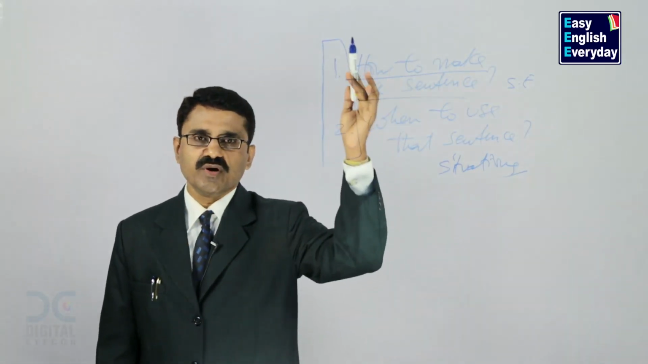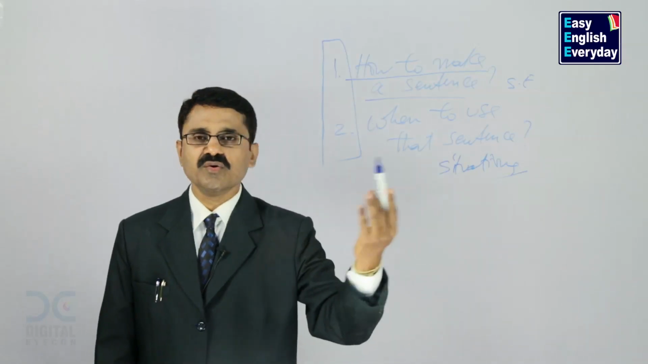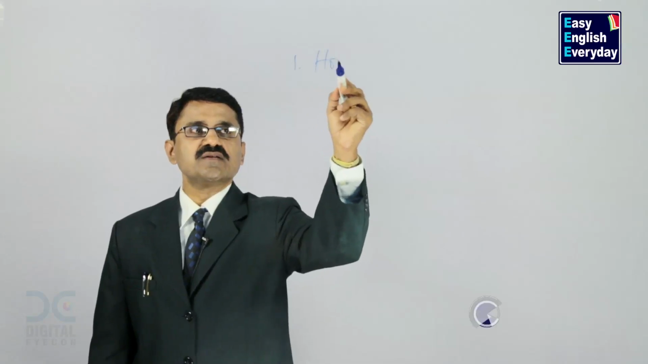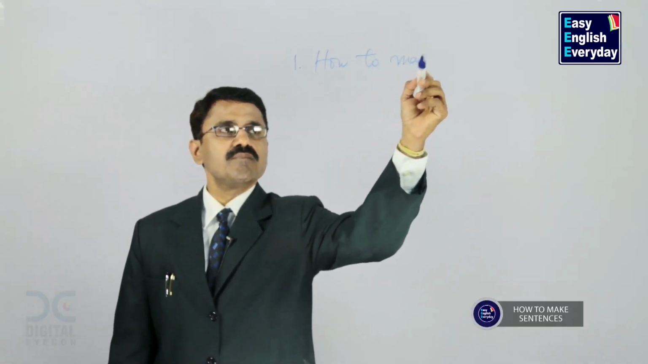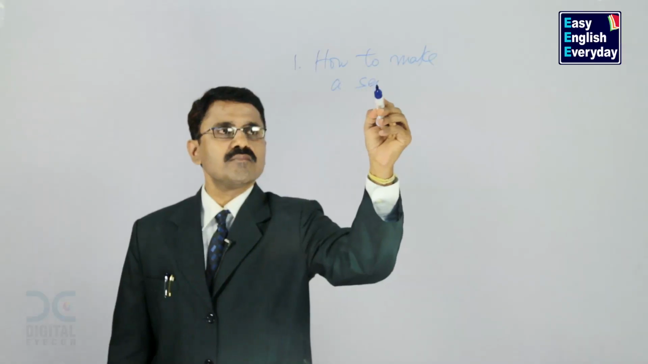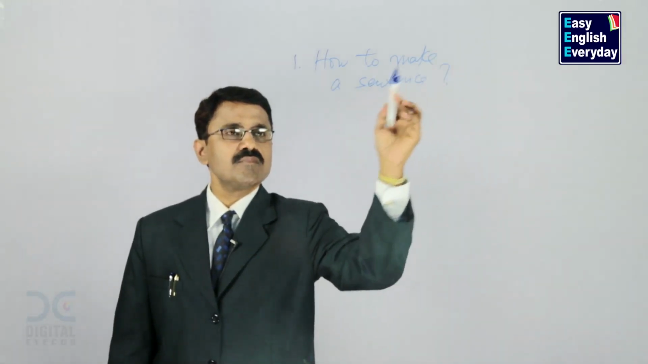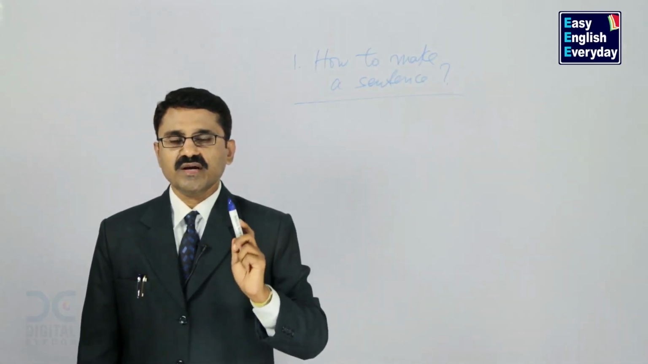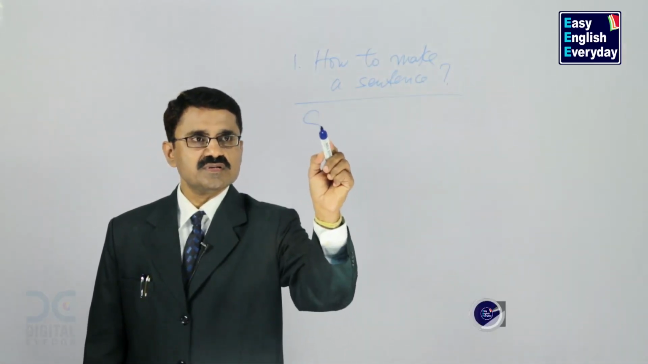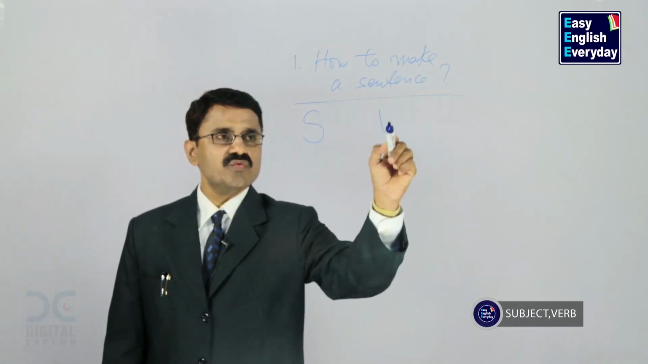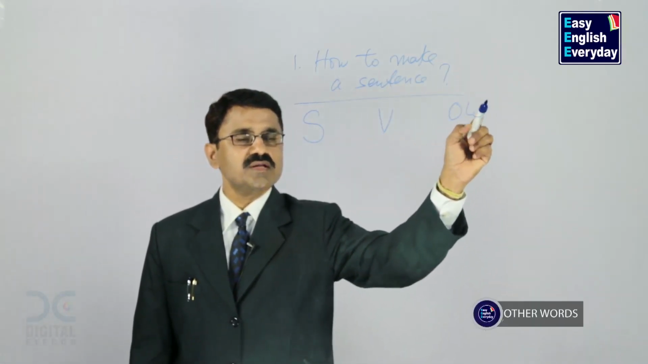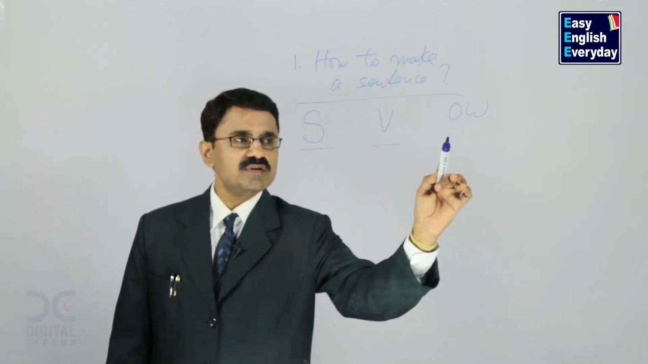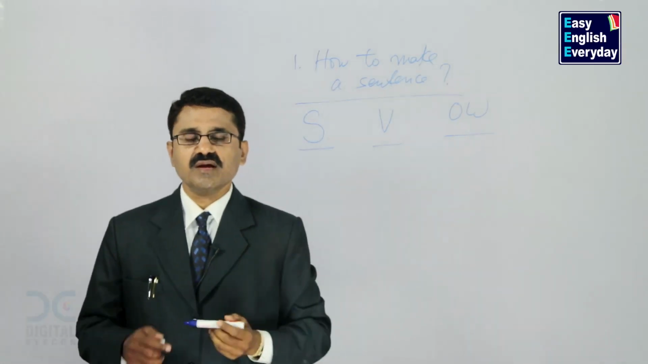Just remember these 2 points: how to make a sentence and when to use that sentence. Let us take the first point, how to make a sentence. To make a sentence in English language, you need 3 parts: subject, verb, other words. Take a subject, take a verb, take some other words, and you can make sentences.